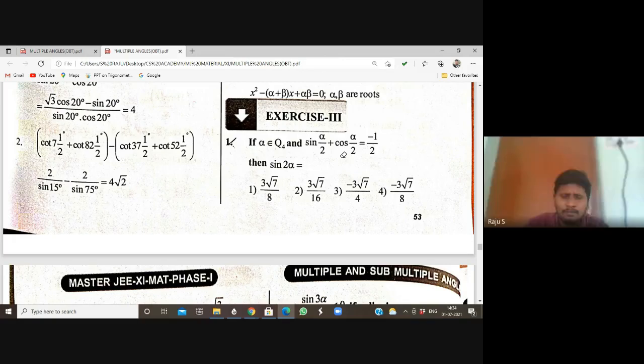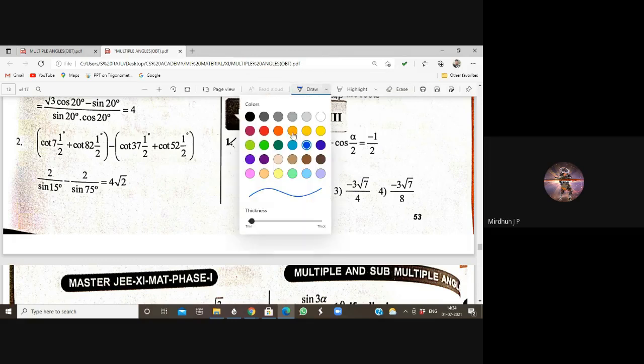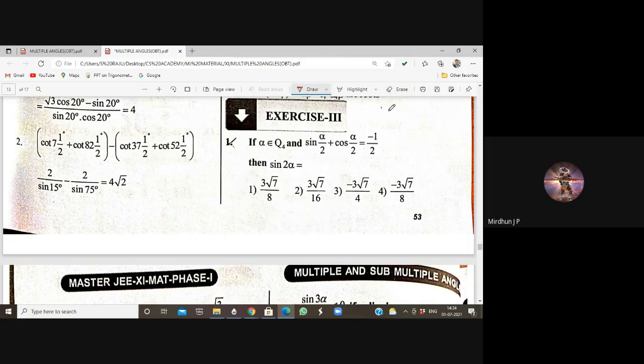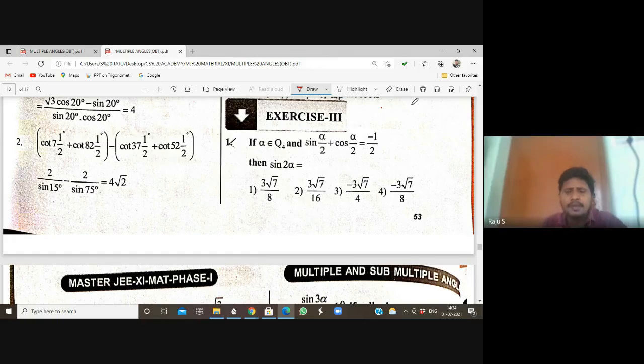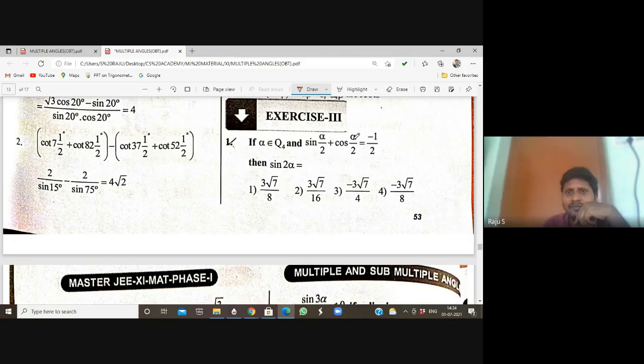We can find that sin alpha by 2 is equal to minus 1 by 2 minus cos alpha by 2, then we can substitute and find. It's better to directly square on both sides. 2 sin alpha by 2 cos alpha by 2 is sin alpha. After sin alpha, again you can find cos alpha. You can find both.